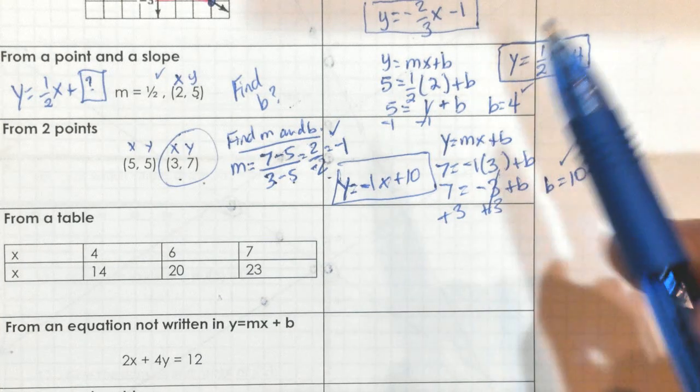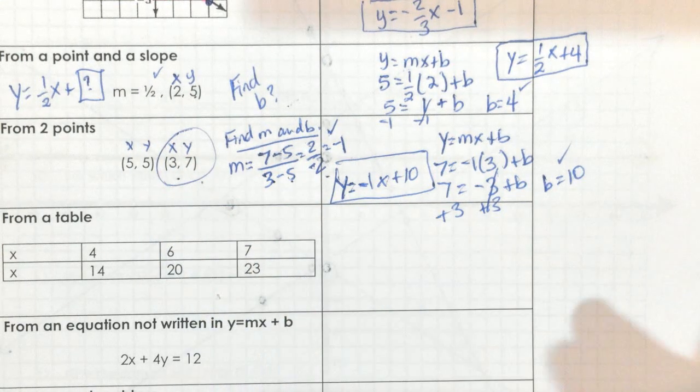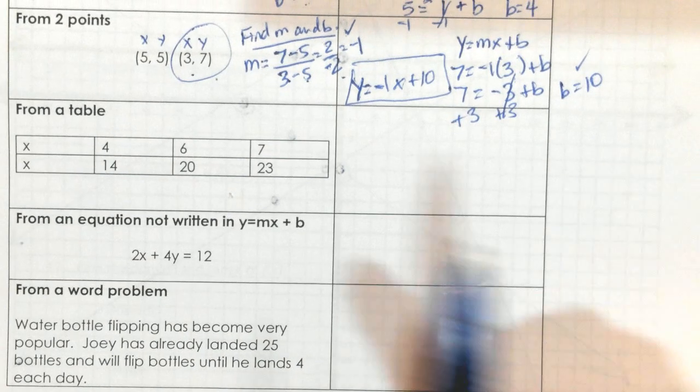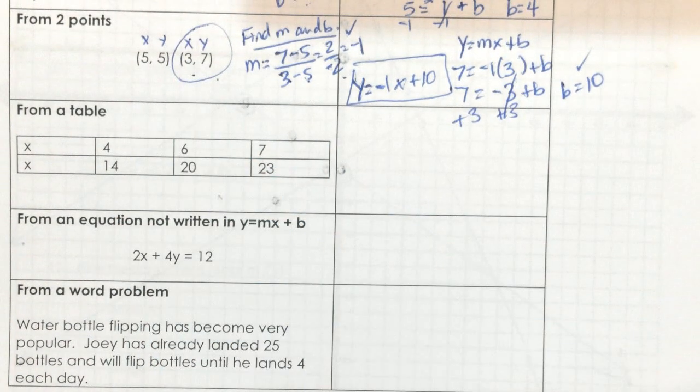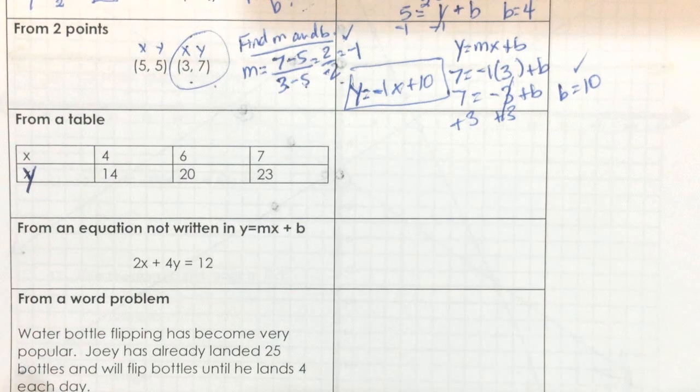All right, so you know how to give me an equation with a point and a slope. You know how to give me an equation with 2 points. Now, do you know how to give me an equation given a table? Of course you do. You just did it right here. Because a table is just up. Well, that's not an x, that's supposed to be a y. X is on top, y is on the bottom.